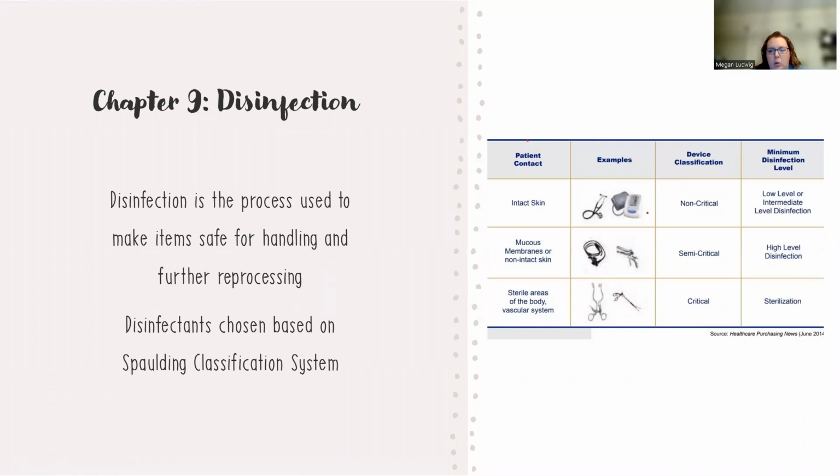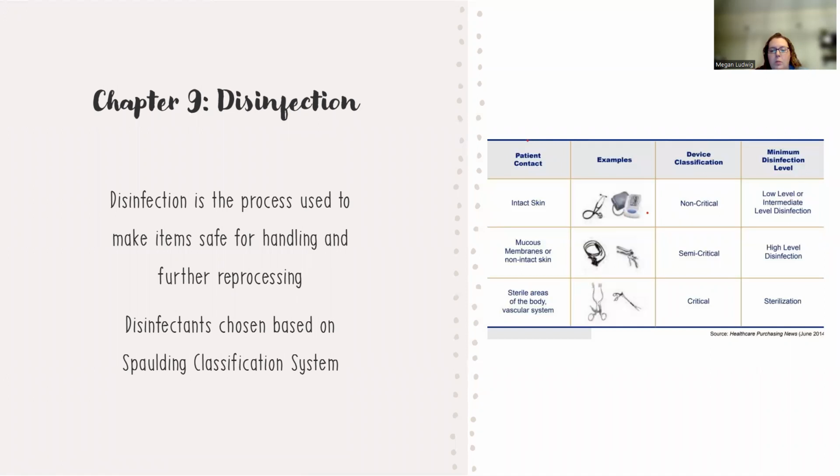So if it is semi-critical, that means it's going to come in contact with a mucous membrane. A mucous membrane would be like your mouth. It could be a vaginal retractor, that is considered mucous membrane, or even non-intact skin. Scopes are considered semi-critical, like an EGD, colonoscopy. So that would require a higher level of disinfection. So the appropriate solution would have to be chosen for those things.